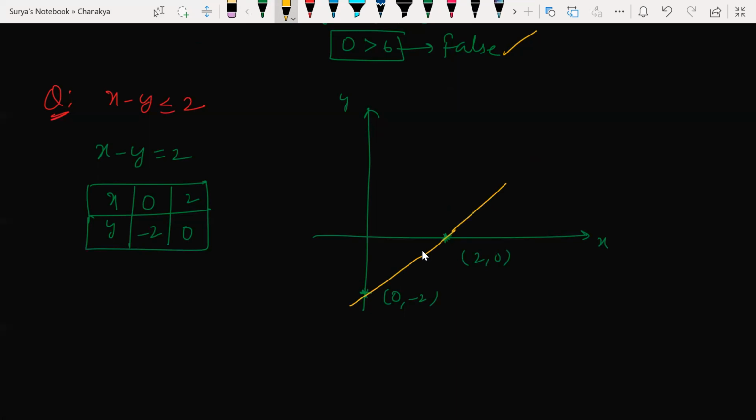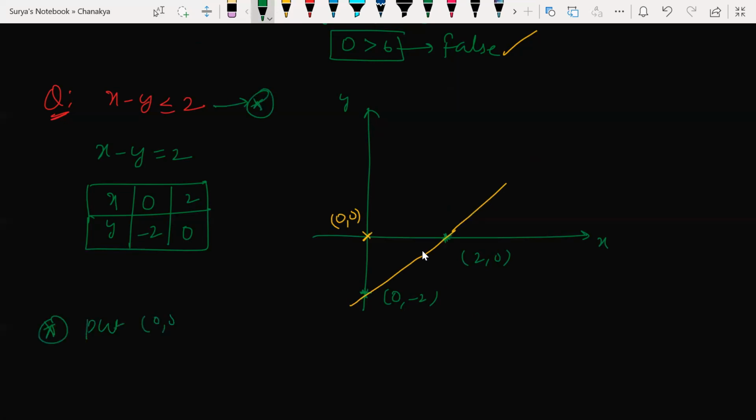Look at this here. I'll be taking below the line one point, which is the origin. Sir, why are you always taking below the line? This is above the line, this is below the line. I always take the origin and substitute in the star equation. The given inequality I'm taking as the star equation.